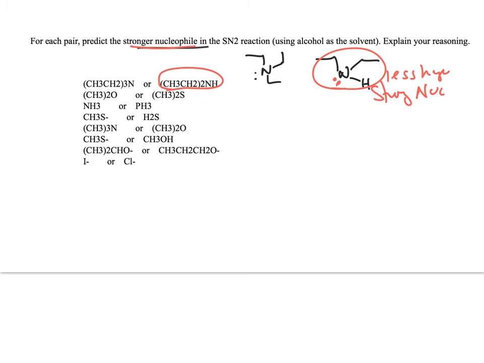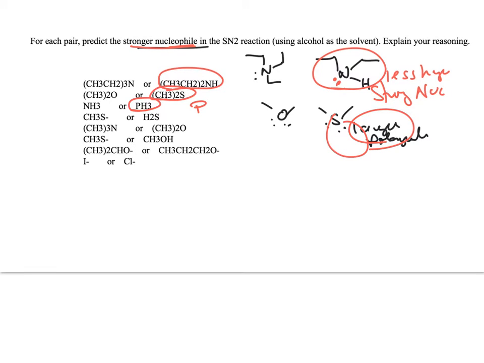Okay, between these two you have dimethyl ether, and then you have sulfur. Excuse me. Sulfur is larger, more polarizable. Okay, it's right below oxygen. So that is larger, more polarizable. So those electrons are going to be able to really get in to the electrophile. So that's going to be your stronger nucleophile. Same thing here.